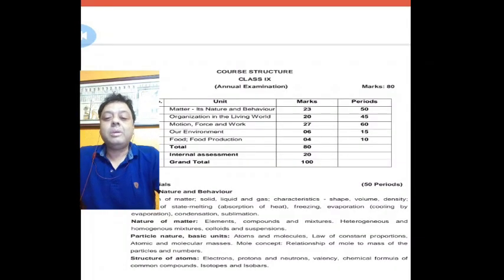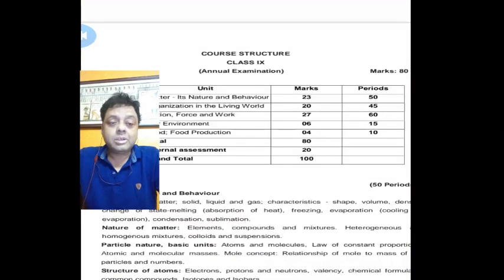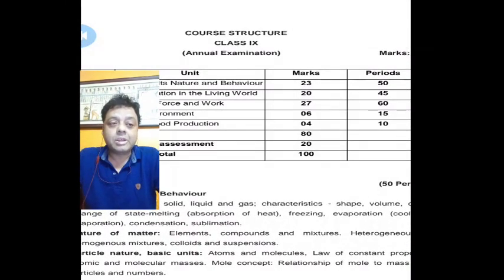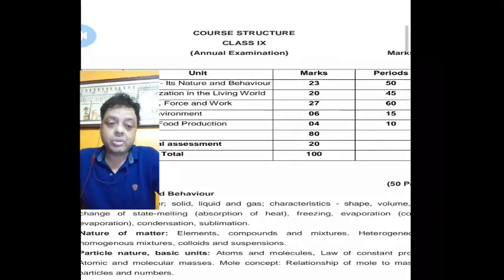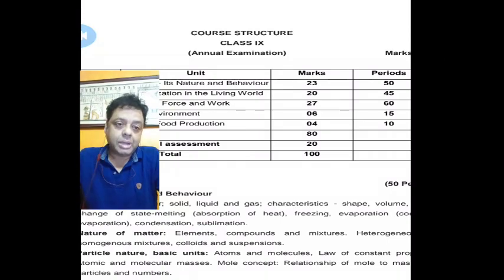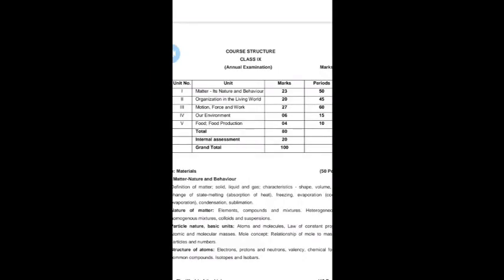This video I'm making for some of my class 9 students who approached me so that I can prepare a video to guide them. In fact, the class 9 syllabus has many parts, as many as 5 parts. Amongst them, physics, chemistry and biology are there. The first unit is matter and its nature and behavior, which is basically chemistry, and 23 marks are there. Then living world.